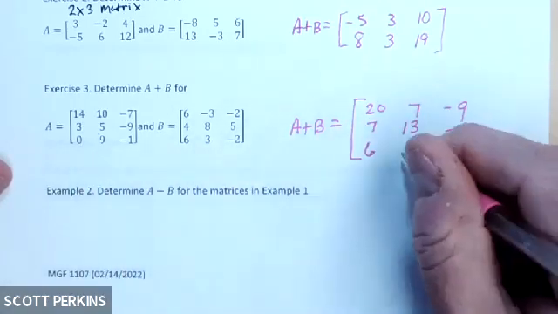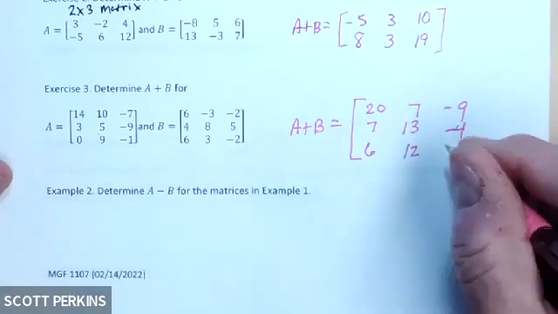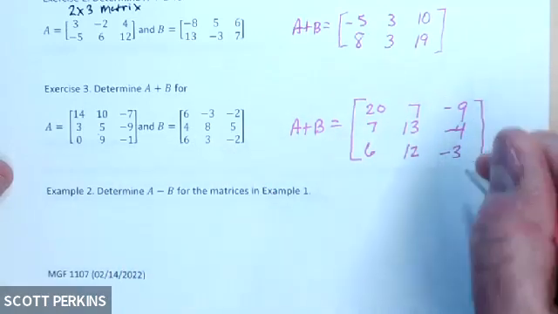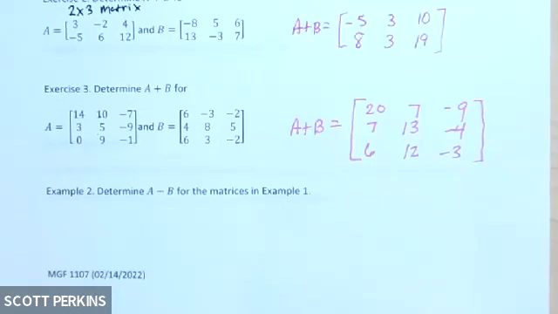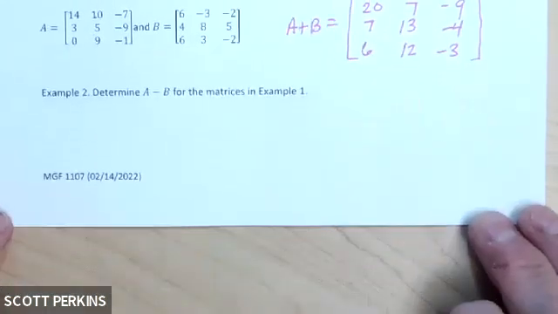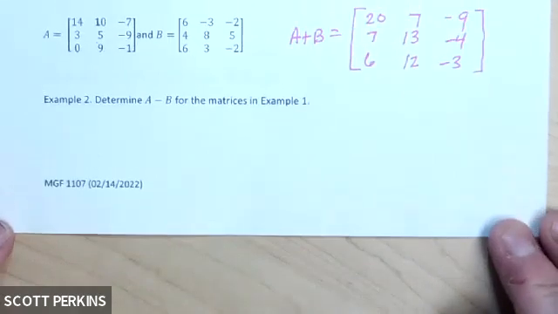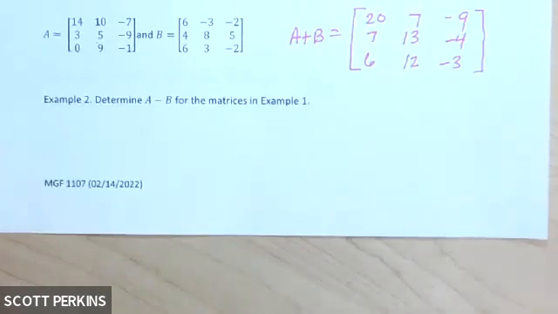And last but not least, 0 plus 6 is 6. 9 plus 3 is 12. And -1 plus -2 is -3. And there's my 3 by 3 result. So with adding, both matrices have to have the same dimensions. The result matrix has the same dimensions. And I think you probably could guess subtraction is going to be much the same.